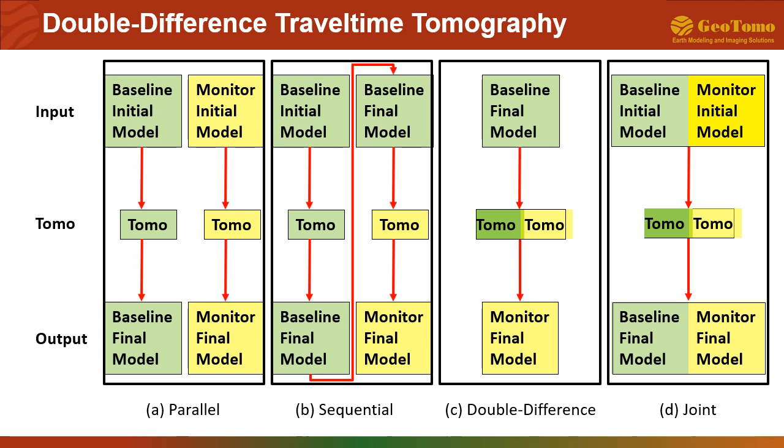Travel time tomography is to derive a velocity model by minimizing the difference between the input data, which is typically the picked time, and the synthetic data, which is generated from a forward ray tracing using a model. We can perform the tomography for the baseline survey and then the monitor survey separately. I call the workflow a parallel workflow, as illustrated in Figure A.